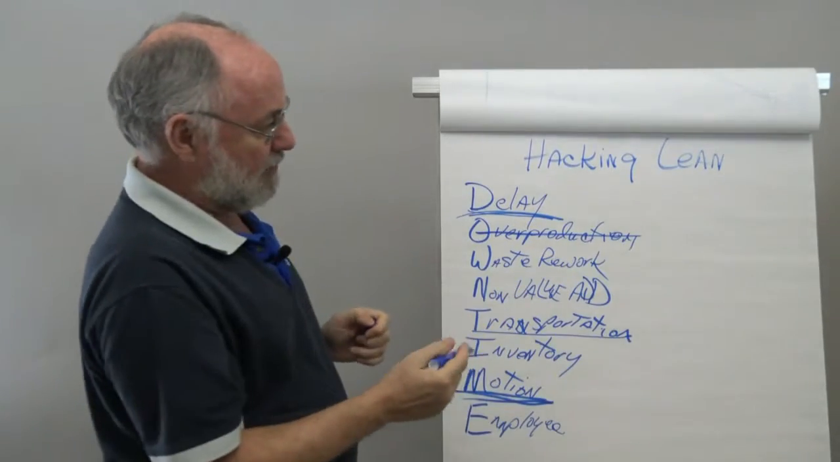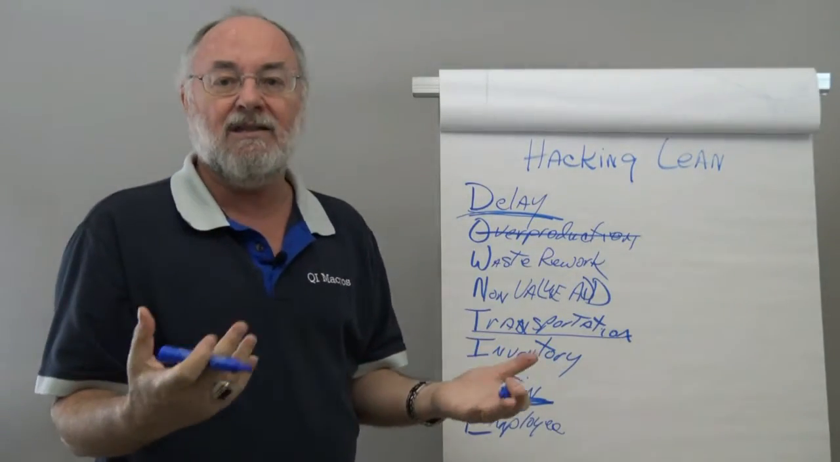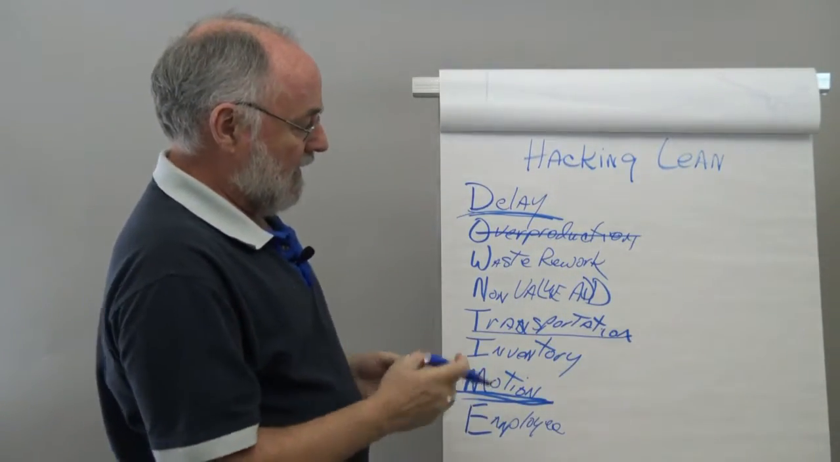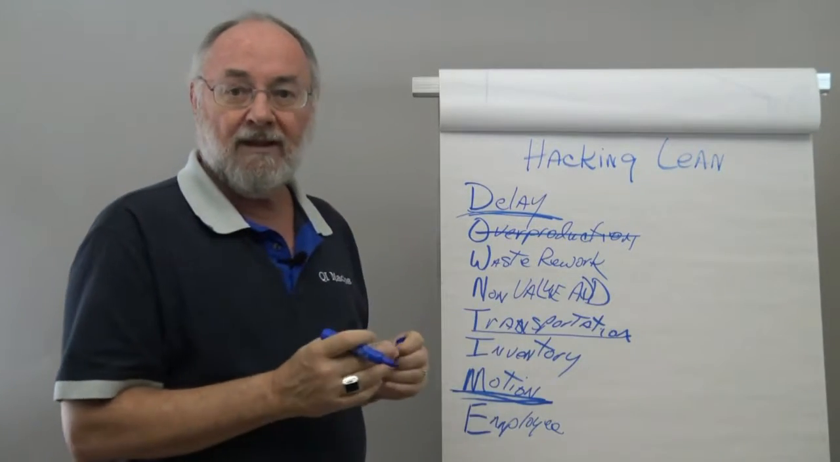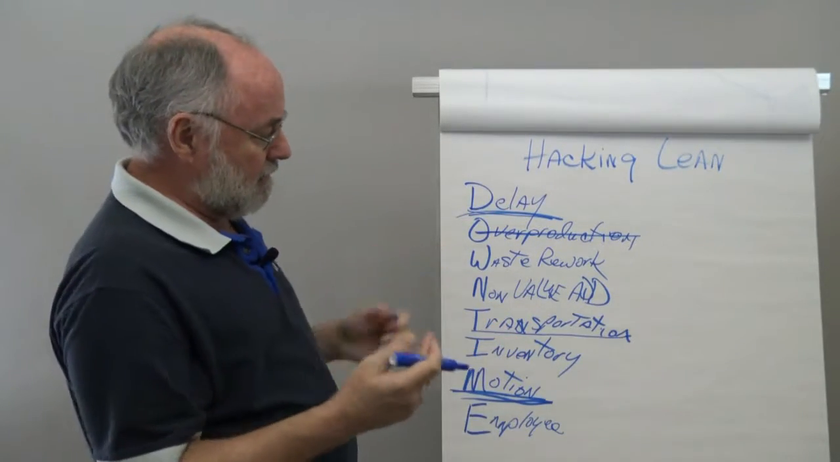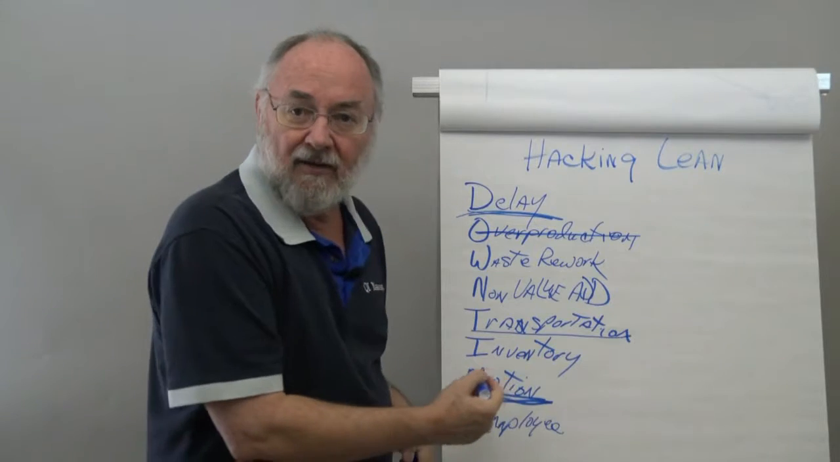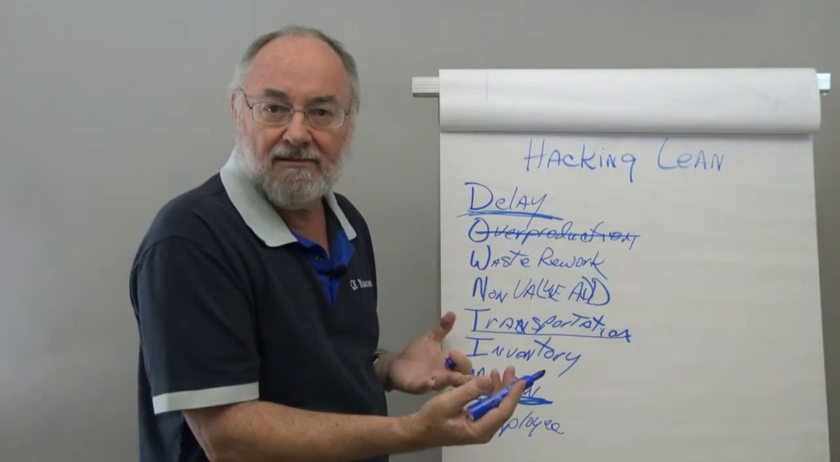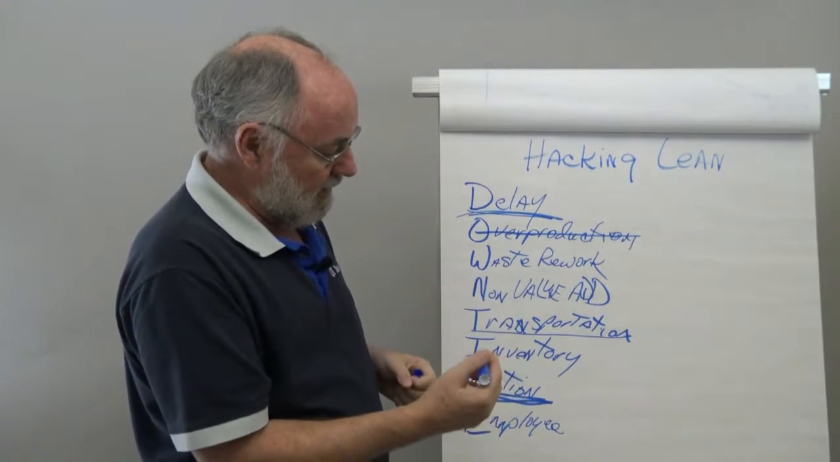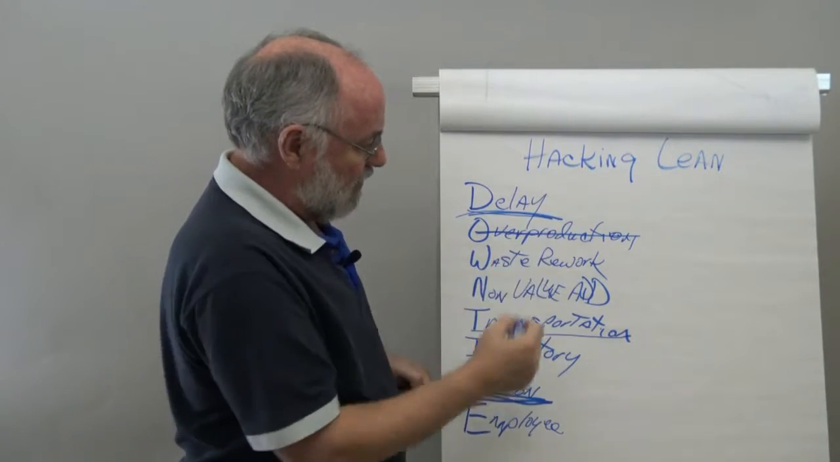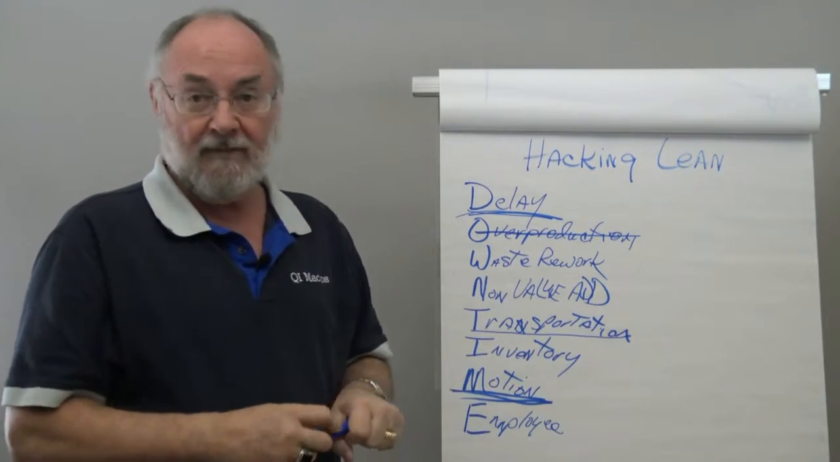Now, waste and rework is a problem, but I always think that's easier done with Six Sigma. Non-value-added work. Well, there is some of that. And inventory. We don't have a lot of inventory because, you know, it's usually not that important. So what are we going to do to figure out delay and motion?